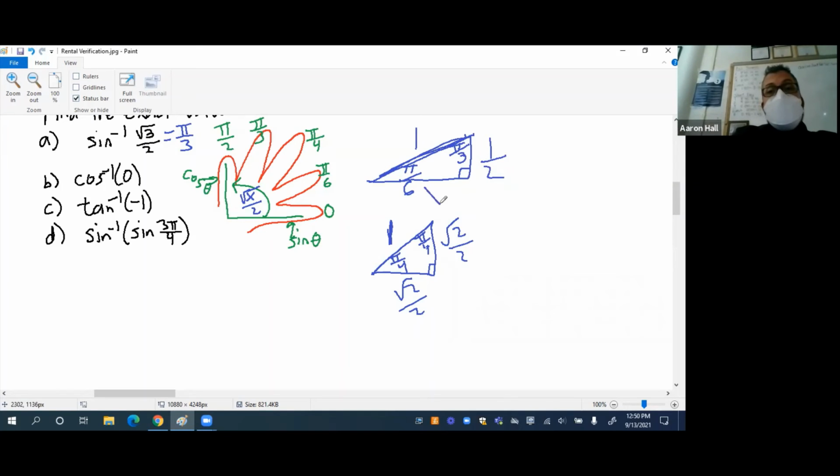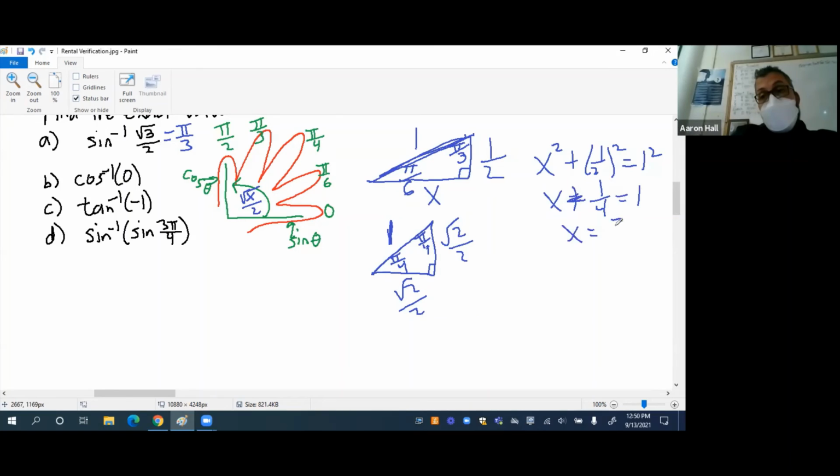So we could figure out this missing side here by going through this whole process of the Pythagorean theorem again. And to find the missing side then is how much? What did we get? We get the square root of 3 over 2.